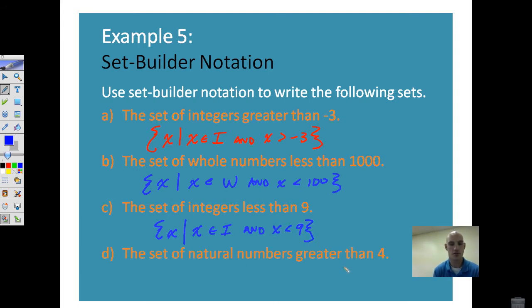The set of natural numbers greater than 4. So all x such that x is in the natural numbers and x is greater than 4. You see how this works. Eventually you'll have to go either way. You'll either have to write it as set builder notation, or you might have to say what elements are in that set.